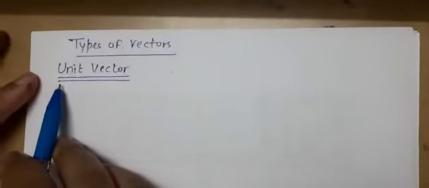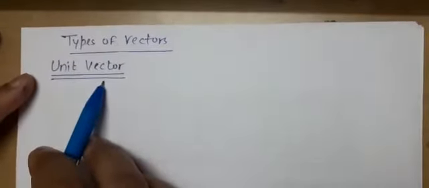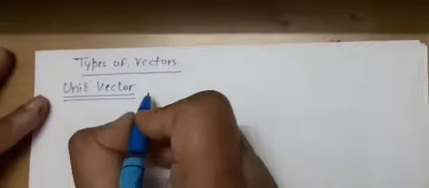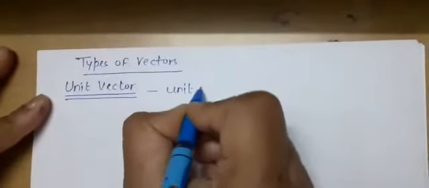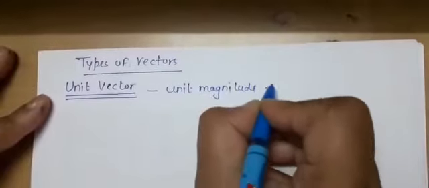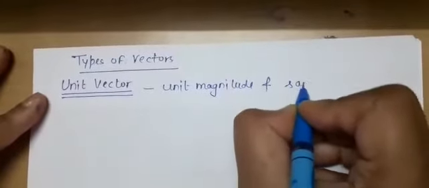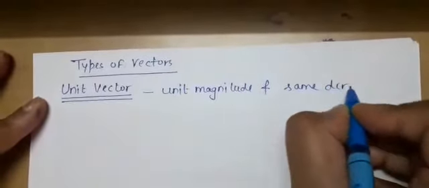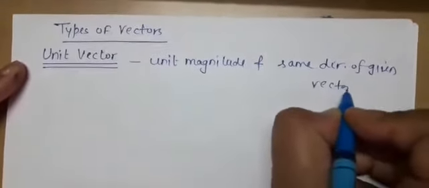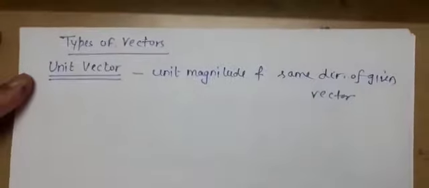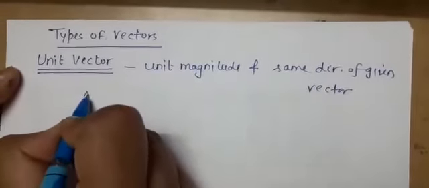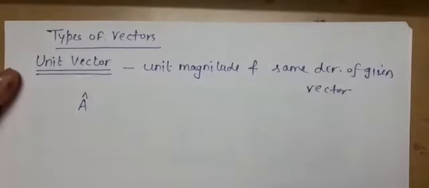Here one vector we are using is the unit vector. Unit vector, as the term indicates, is a vector having unit magnitude and direction the same as that of the given vector. Now, a unit vector is represented by a letter with a caret sign over it.